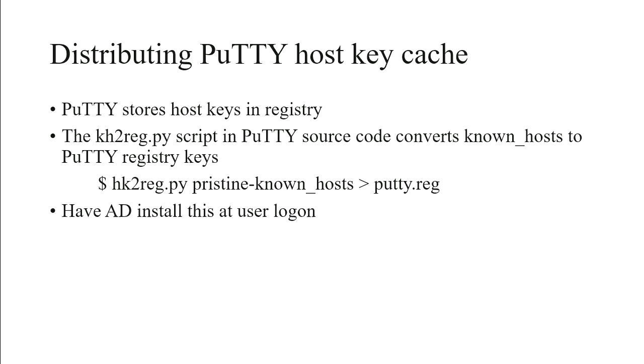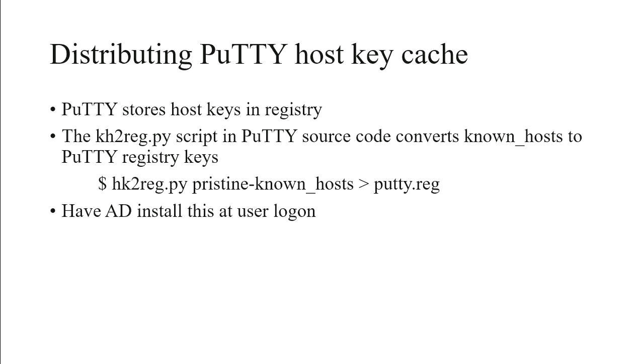So when it comes to clients, the most common one other than OpenSSH is PuTTY. PuTTY, of course, stores its host keys in the registry because it's Windows and you put everything in the registry. Why wouldn't you? PuTTY ships with a Python script to convert known hosts into registry keys. Run the script, you have a reg file, give it to your AD admin, and eventually they'll put it in user login scripts and distribute it.